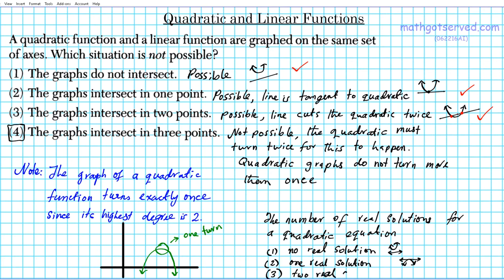So the question of the number of real solutions for a quadratic and the number of intersections between a line and a quadratic graph is exactly the same question. The number of intersections is the number of real solutions that a quadratic function has. Maximum of 2, minimum of 0. You can either have no intersection, one intersection, or 2 intersections, and that's that.